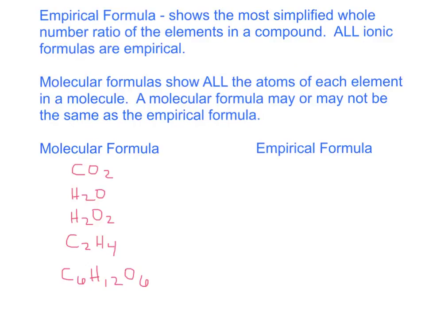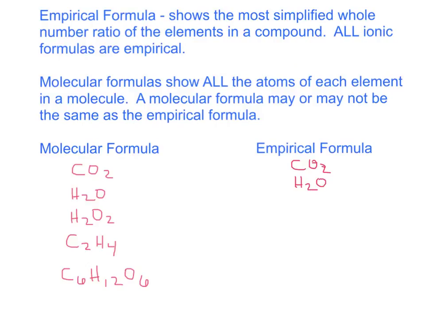It's 1 and a 2 as the subscripts. Can we reduce that? Yeah, the common denominator is 1, so there's no reduction. So the molecular formula and the empirical formula are the same. And then the next one, we have dihydrogen monoxide, or water. Again, you cannot reduce 2 and 1, so it's still H2O.